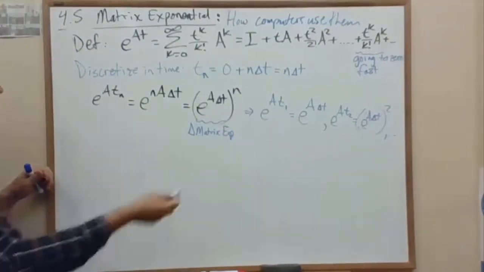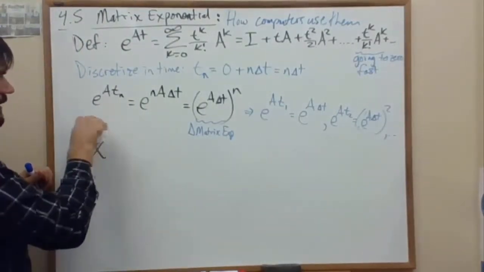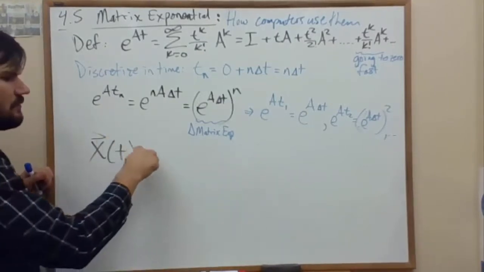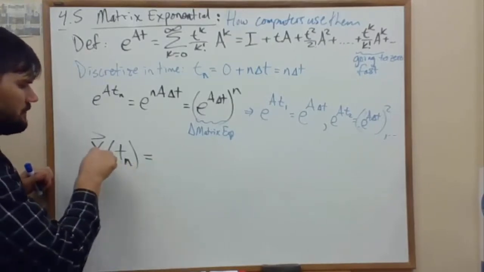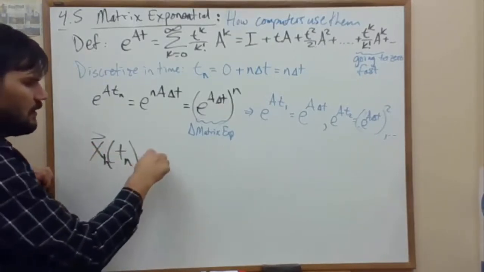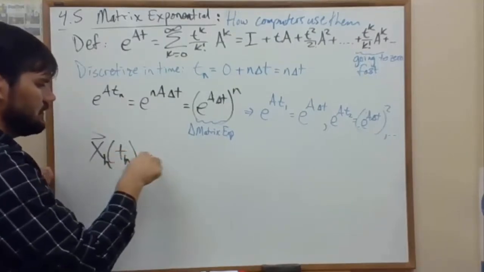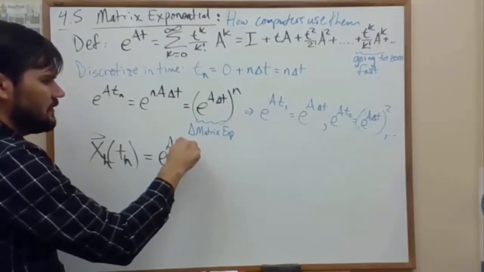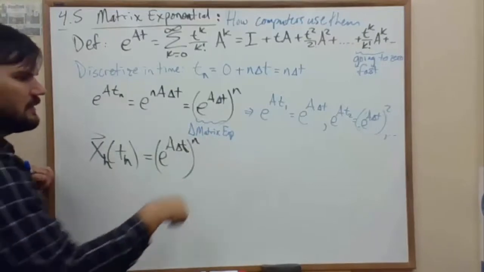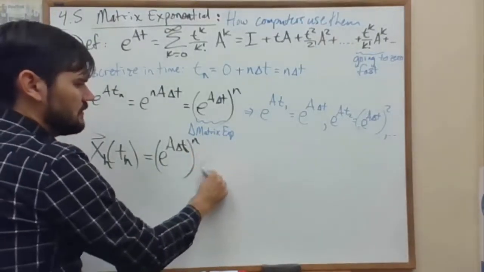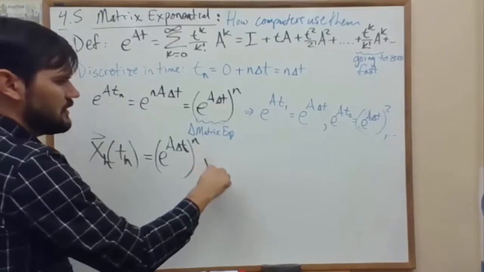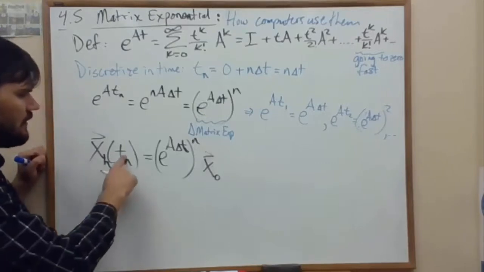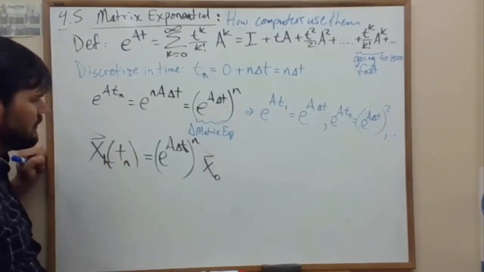Well, our solutions are all based upon it. So we write x of t. Well, that's really time at some index in the future. So for a homogeneous solution, for example, we get e to the A delta t raised to the nth power times our initial condition vector, x naught. And that's an n, by the way.